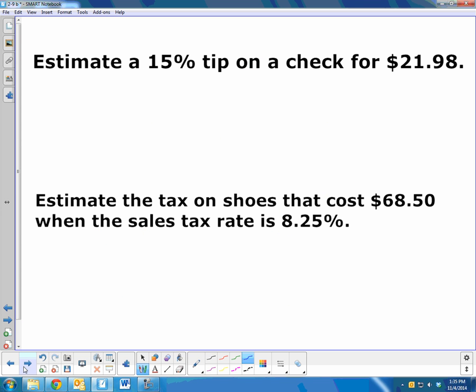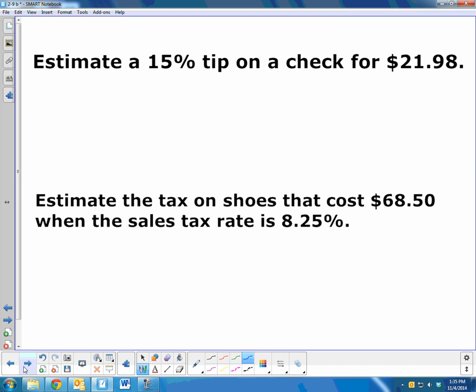Estimate a 15% tip on a check for $21.98. Give these two a try here, the tax and the tip, and I'll work through them with you, and we'll see if we get the same result. I'm going to assume that you paused it and that you worked through the problems on your own.